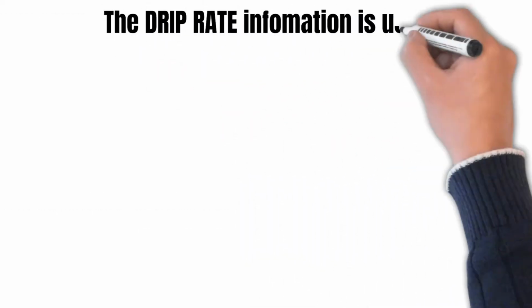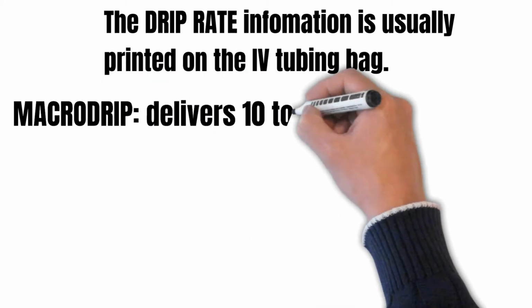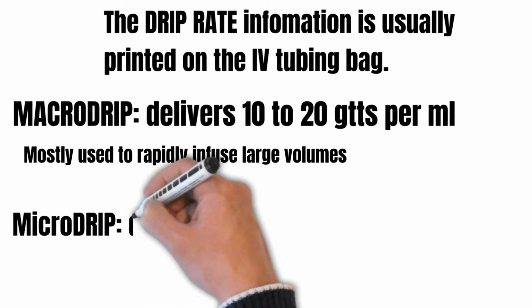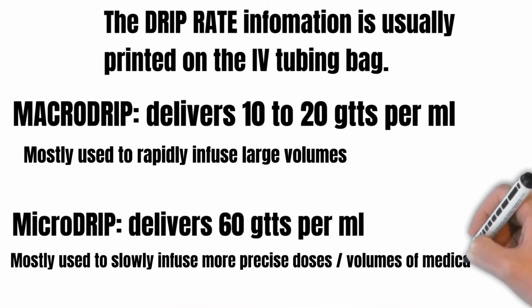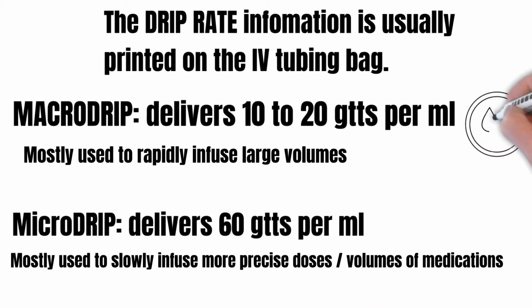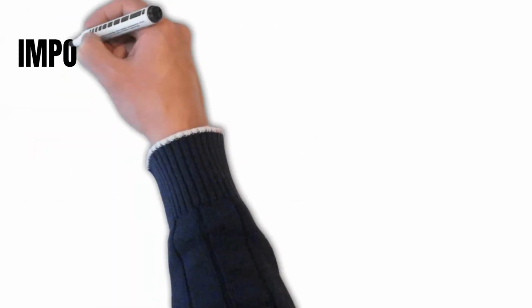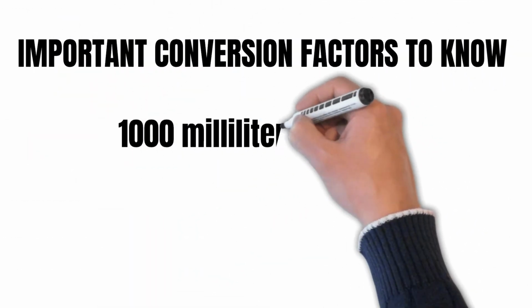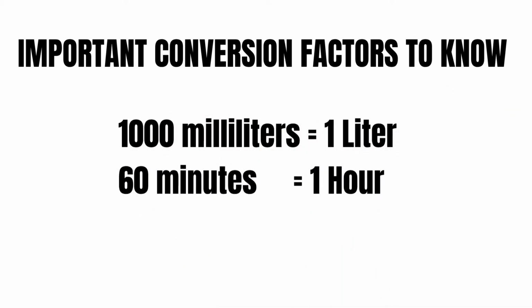The drip rate information is usually printed on the IV tubing bag. The macro drip delivers 10 to 20 drops per milliliter, mostly used to rapidly infuse large volumes. The micro drip delivers 60 drops per milliliter, mostly used to slowly infuse more precise doses or volumes of medications. Here are some important conversion factors to know. 1,000 milliliters is equivalent to 1 liter, and 60 minutes is equivalent to 1 hour.